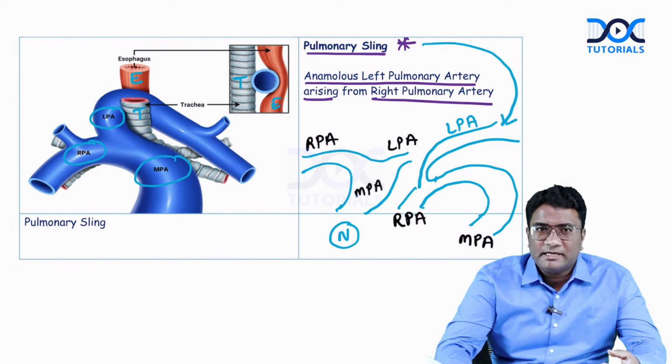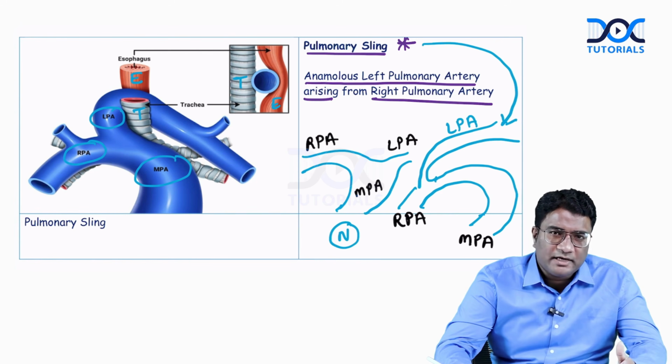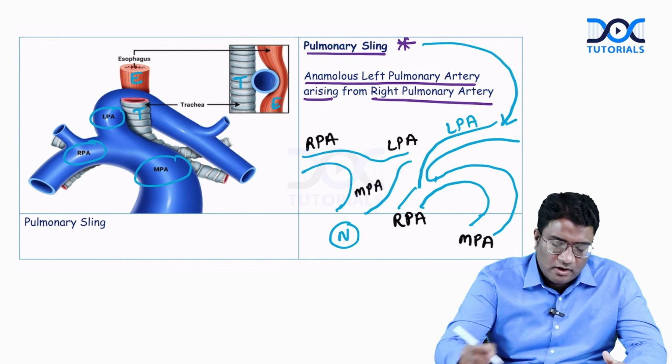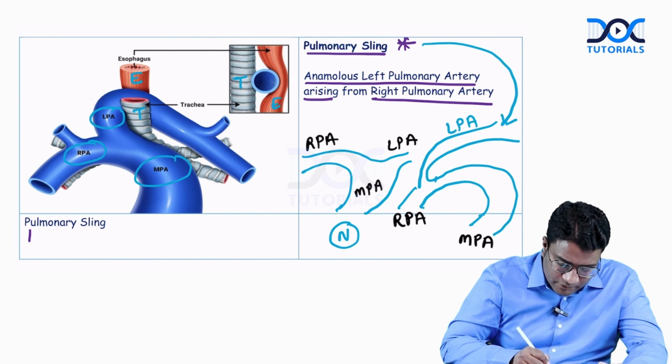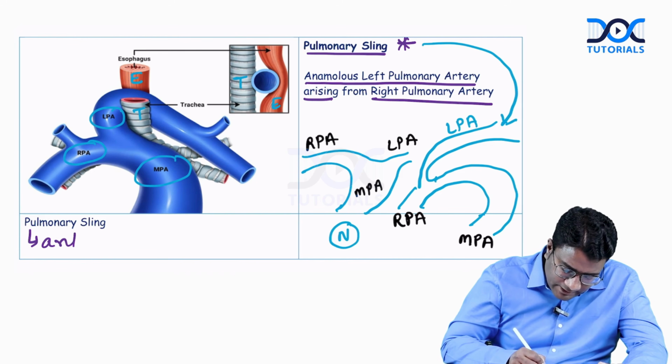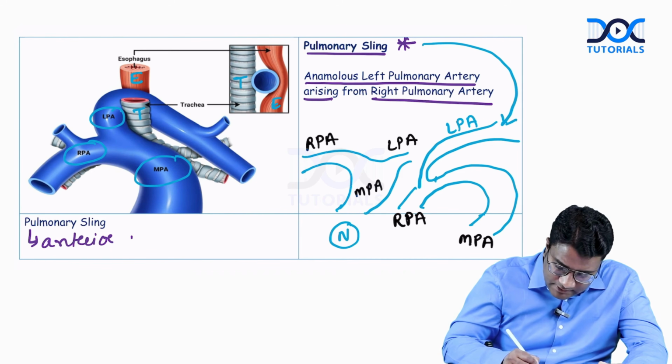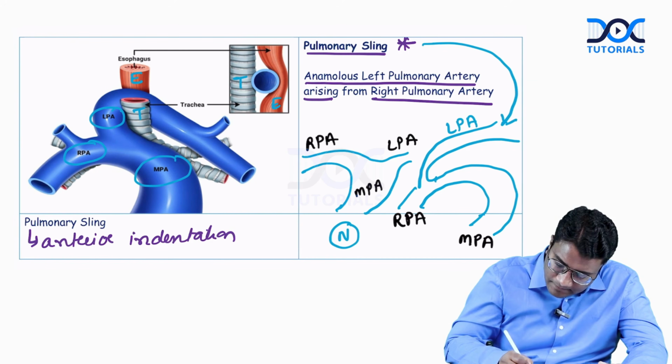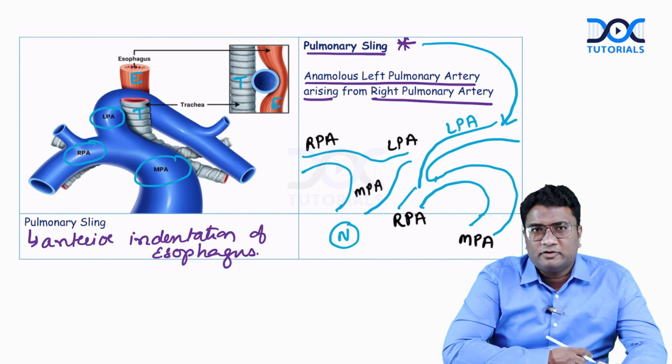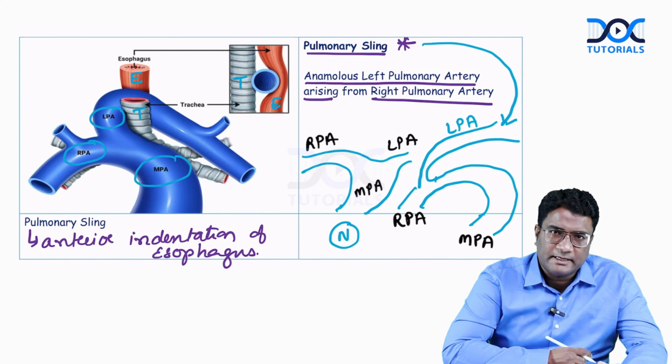Now what do you think pulmonary sling will cause? Anterior indentation of the esophagus or posterior indentation of the esophagus? Obviously, pulmonary sling produces anterior indentation of the upper esophagus. Right, so anterior indentation of the esophagus, this is pulmonary sling.